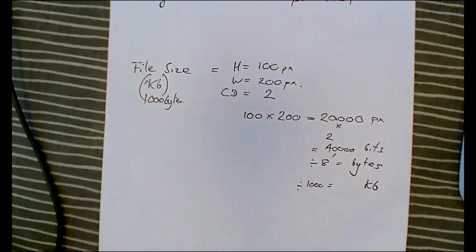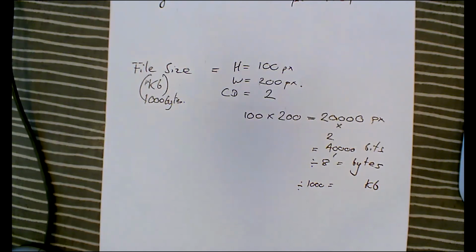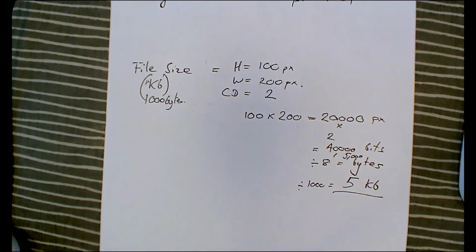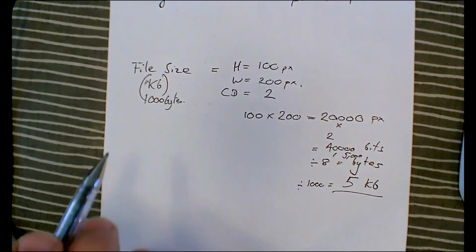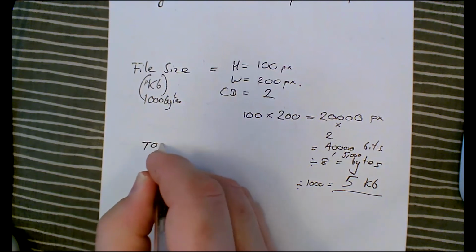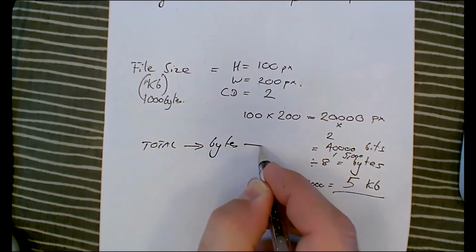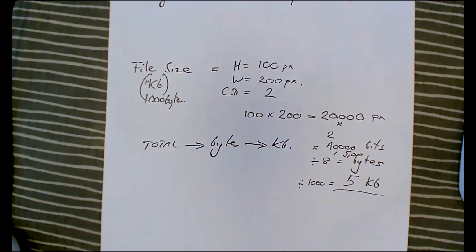I'm just going to pause this and get a calculator out to check. Actually, I don't really need a calculator, because we have 40,000 bits, and you know that 1 byte is 8 bits. So we divide that by 8 to get 5,000 bytes. Divide that by 1,000, and the picture size is 5 kilobytes. So we need to go from a total down to bytes, down to kilobytes, to do that.